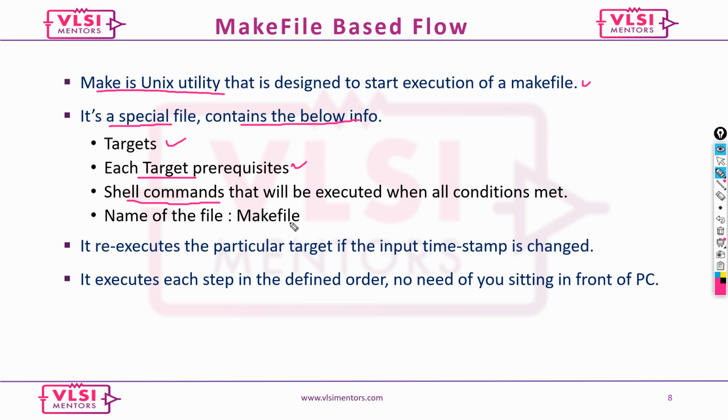Now, you should have a file called makefile in your run area. That file should have all the targets defined and the flow, in order, of what it has to run. I'll show you what I have. And it re-executes a particular target if the input timestamp has changed. Say for example, your floor plan was run a day back, it might see the timestamp and then redo it, because there may be inputs that have changed.